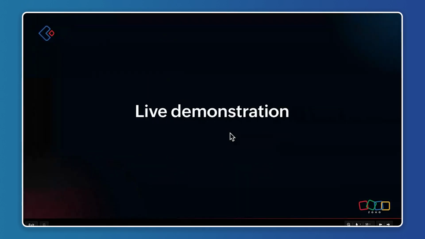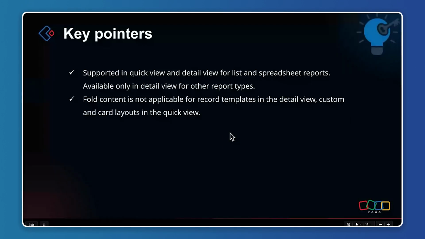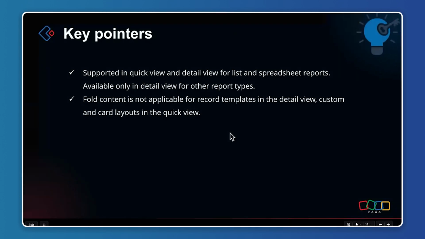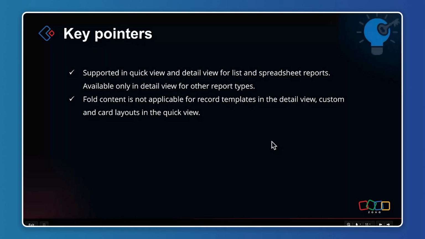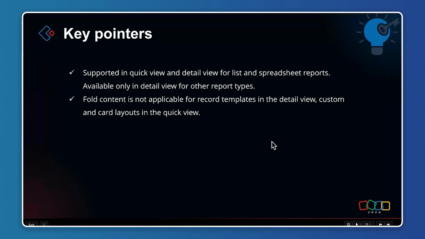So apart from this, talking about the key pointers, it is supported in the quick view and in the detail view for the list and spreadsheet report, and also it is available only in the detail view for other report types. So if you have created the list and spreadsheet, it will be applicable to view both in the quick view and the detail view. Whereas if you are using any other reports like Kanban, or any timeline reports, in that case you can view this particular feature only in the detail view, right?